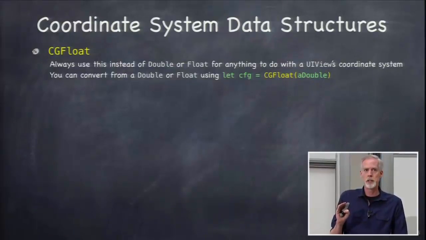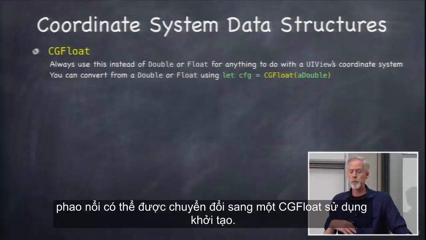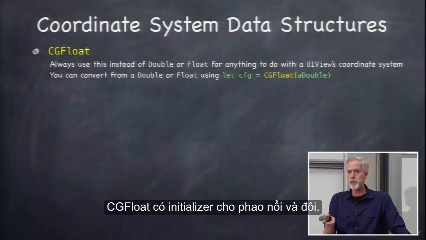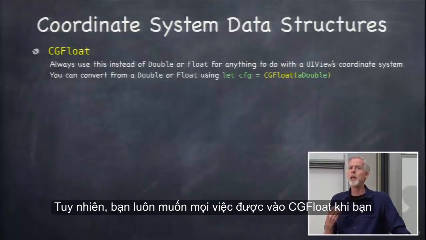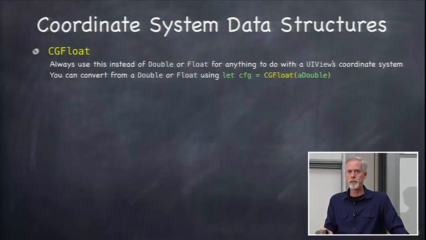CGFloat. Now, Doubles and Floats can be converted to a CGFloat using the initializer. CGFloat has initializers for Floats and Doubles that you can pass to turn them into a CGFloat. But you always want things to be CGFloats when you're working in the coordinate system, okay?